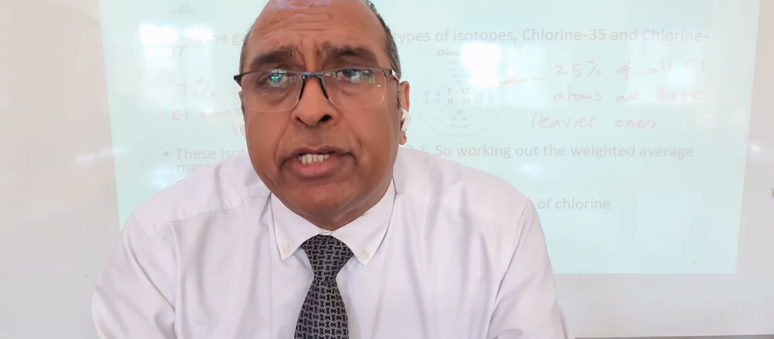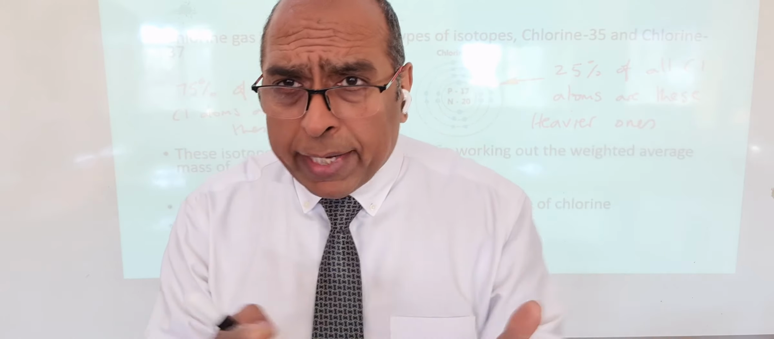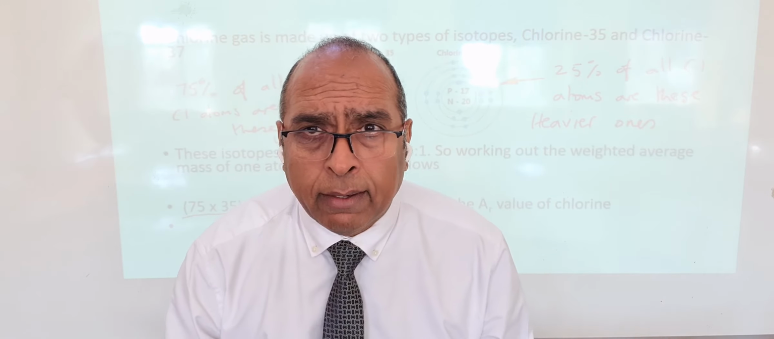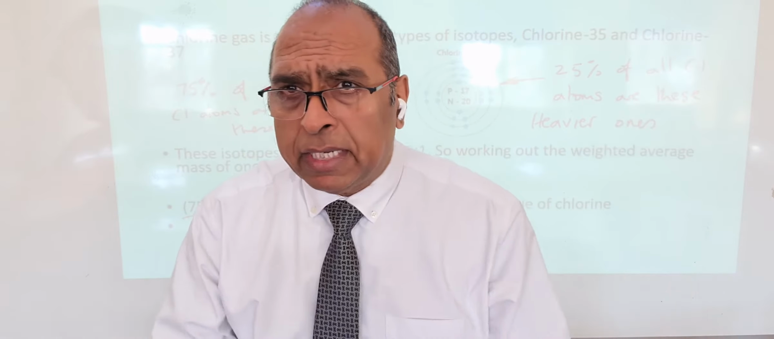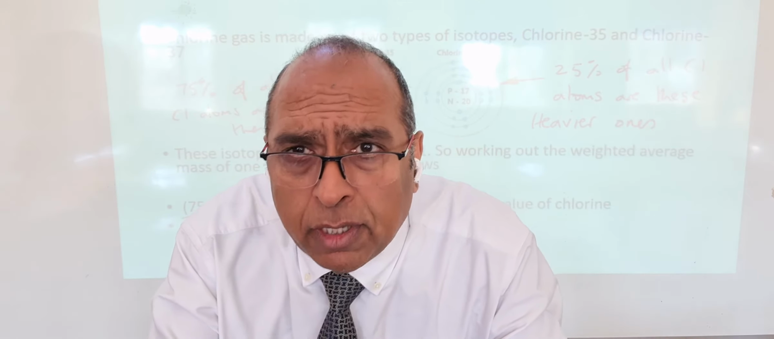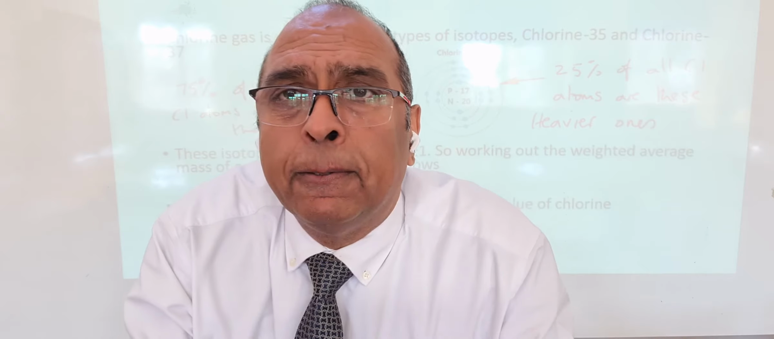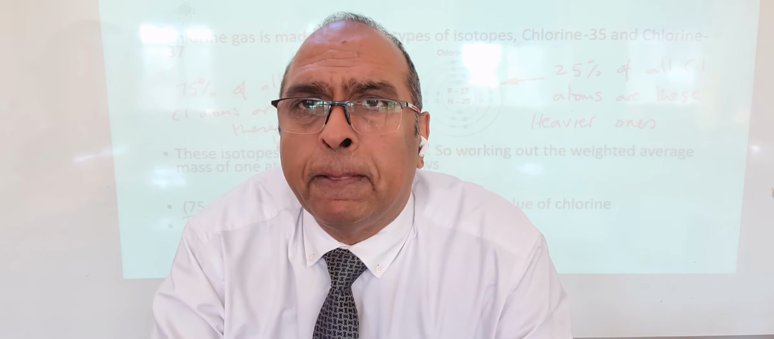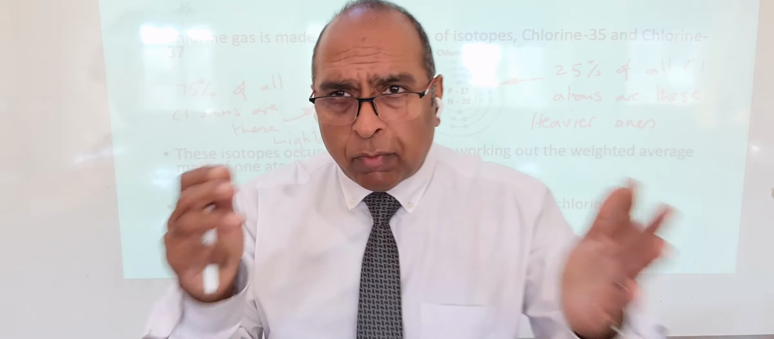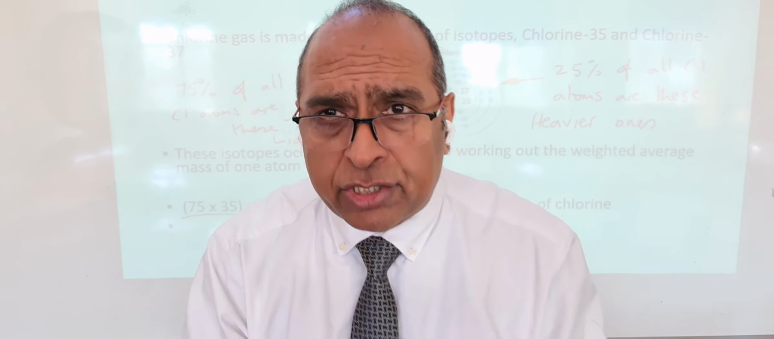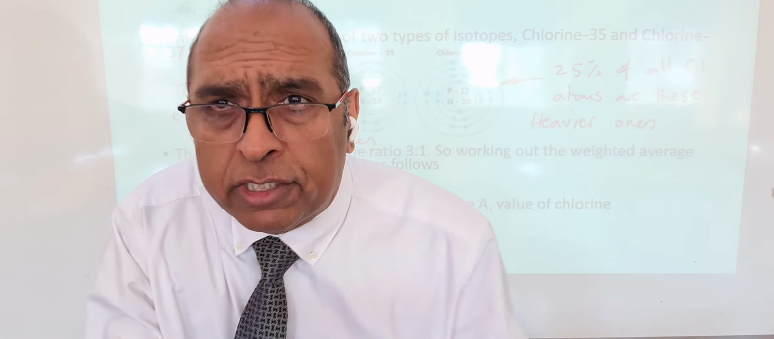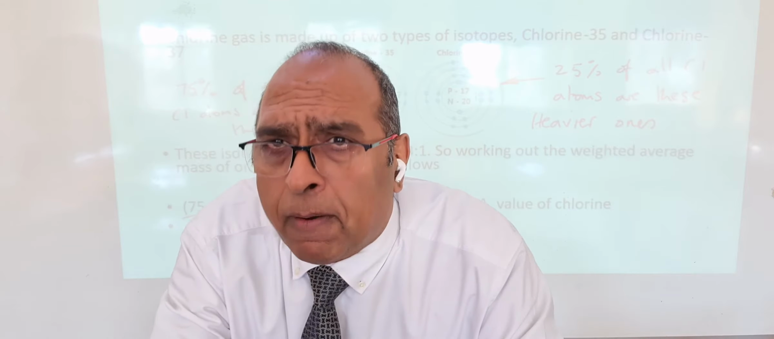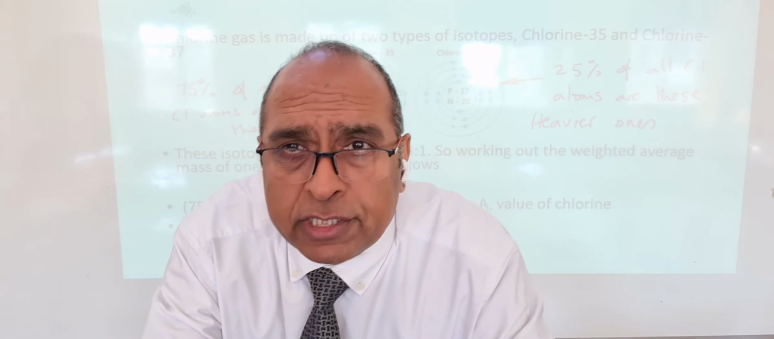Now, weighted averages will give more weight to the atoms that occur most frequently, and less weight to the atoms that occur less frequently. And the word to use is abundance, not frequently. Abundance is to what extent something exists on our Earth. So chlorine-35 is 3 times more abundant than chlorine-37.